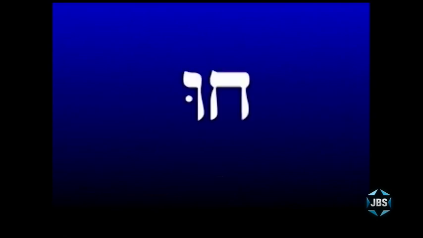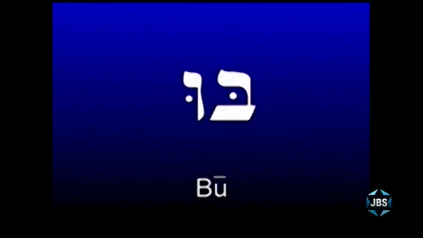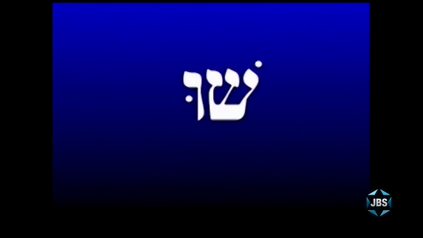How would you pronounce this syllable? Chu is correct. Mitsuyan. How about this syllable? Bu is correct. Mitsuyan. How about this syllable? Shu is correct. It's that simple.